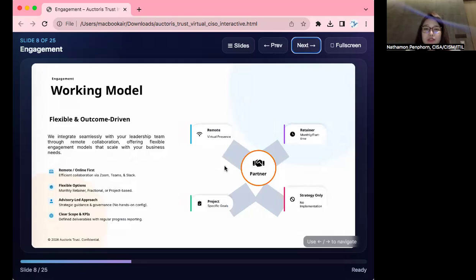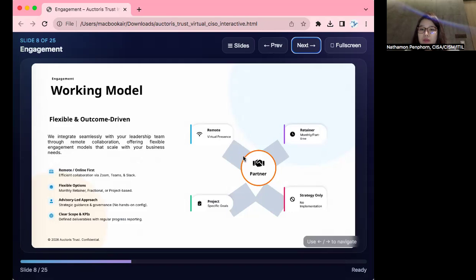Working model: we have a flexible and outcome-driven approach. We integrate very well because we have audit tools and risk management tools. If you want, we can recommend a tool that you can use on an ongoing basis for the company's end-to-end risk management. We work remotely. Having me present in the company is subject to our discussion and negotiation, on request.